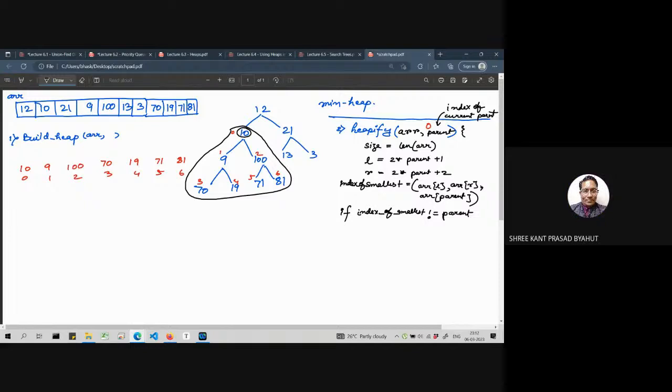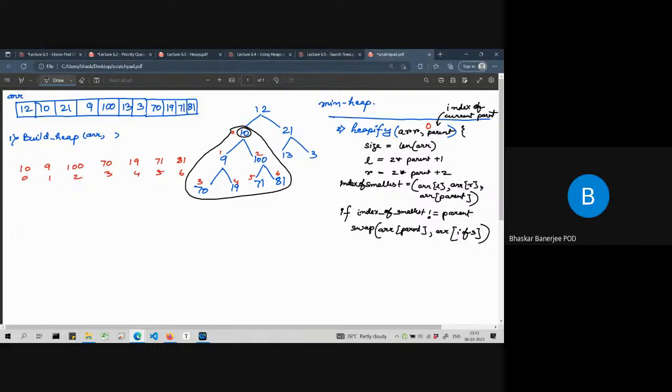If it is not a parent, then what I would do is swap ARR of parent and ARR of index of smallest. Exactly. Index of smallest. Fine. So now my swapping is done. And if it is the else case, I need not do anything because that means it is already a heap. Taken care of, exactly.